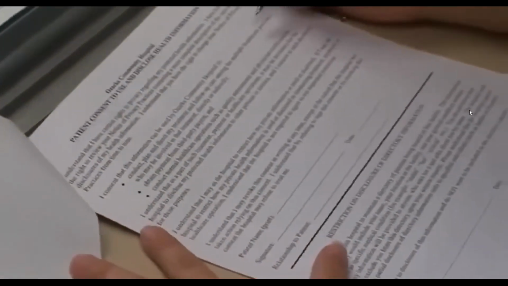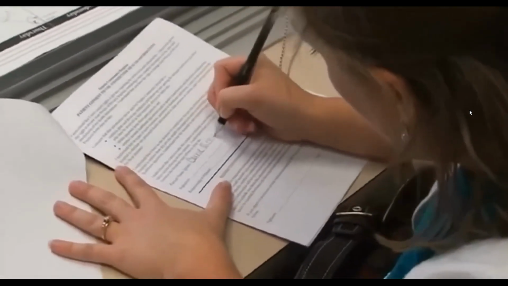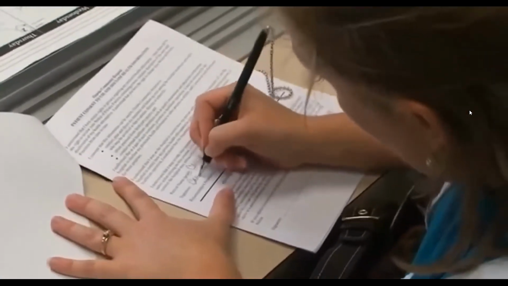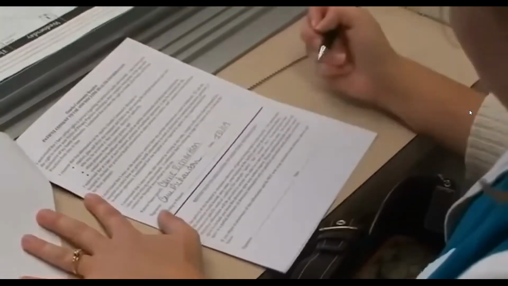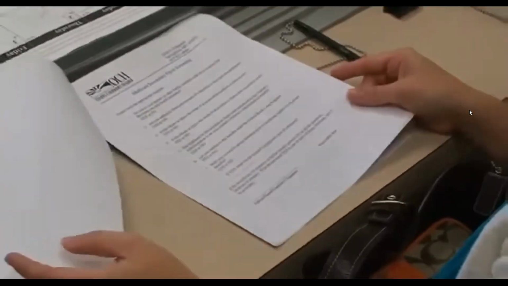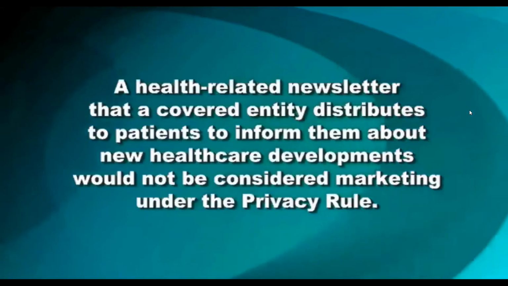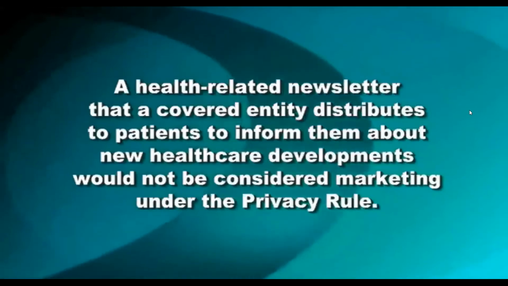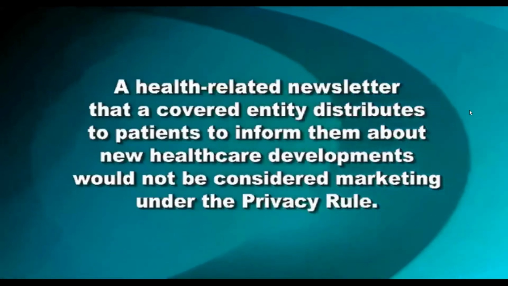As a general rule, a covered entity may not use or disclose protected health information for purposes other than treatment, payment, and healthcare operations without the patient's written authorization. For example, the privacy rule prohibits a covered entity from disclosing PHI to others for marketing purposes without the patient's written authorization. At the same time, communications regarding treatment, case management, or the recommending of alternative therapies is excluded from the definition of marketing, as are communications that promote health in a general manner. Thus, for example, a health-related newsletter that a covered entity distributes to patients to inform them about new healthcare developments would not be considered marketing under the privacy rule.